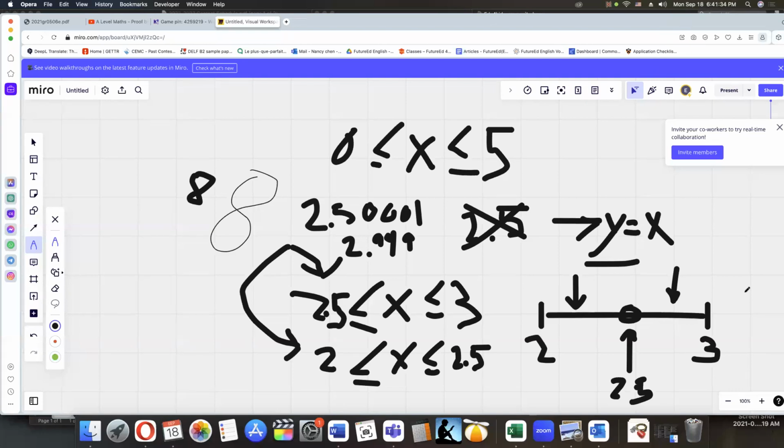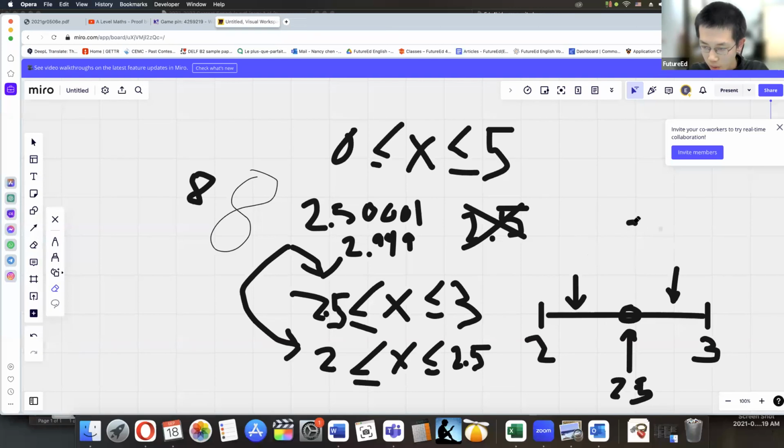This is something else I'm going to teach in the next lesson. We're going to have to split this into two cases, right? The first case is we assume that y is greater than 2.5. Okay? So if y is greater than 2.5, then what happens to condition number 2 here?